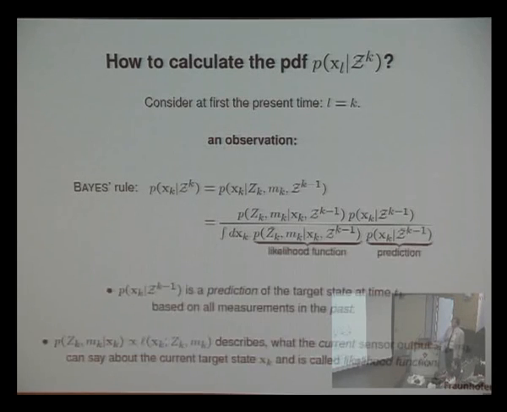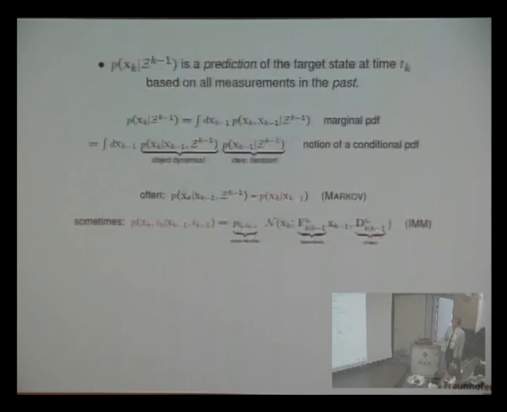Well, this can be interpreted easily because we have here the prediction. What do we know about the target state at time k, given all the data up to and including time k minus 1? That's the prediction. And here we have the likelihood function. The likelihood function describes what the current sensor data output can say about the target state. So calculate the prediction and find an expression for the likelihood function, then you can calculate this quantity. Now let us look first at how we can get the prediction.